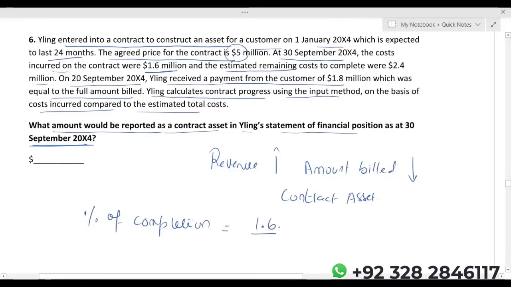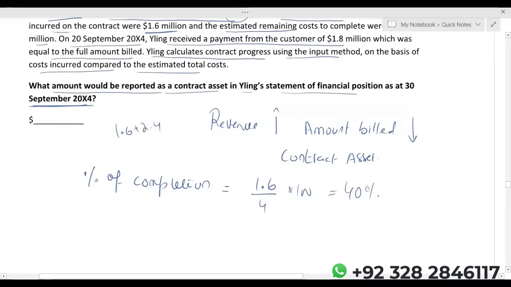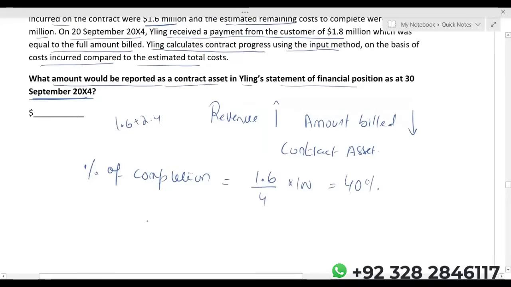Cost incurred is 1.6 million and the total cost is 1.6 plus 2.4. Let's use the calculator. 1.6 divided by 4, I'm getting 40%. So logically, the percentage of completion is 40%, which means how much revenue we should recognize? 40% of the transaction price, which is 2 million.